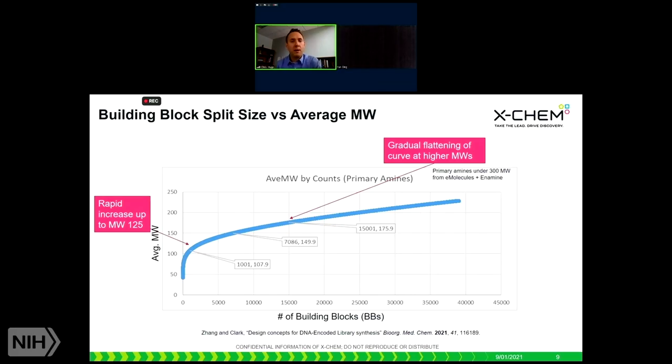as we get more and more building blocks, but the cost to incorporating more and more building blocks becomes less as you go to higher split size. So as you go from 0 to 1,000 building blocks, you have a high change in molecular weight. But as you go from 5,000 to 10,000 building blocks, your change in molecular weight is not that significant. So there's no extra penalty for going to higher split sizes.